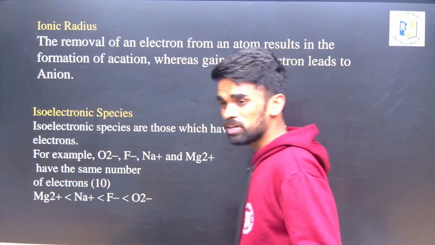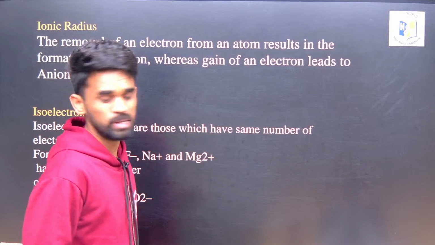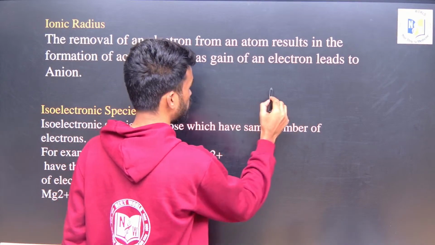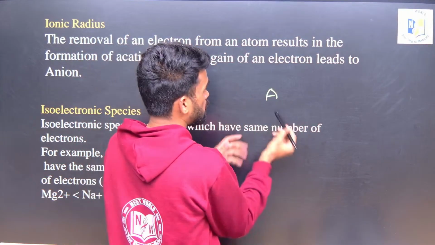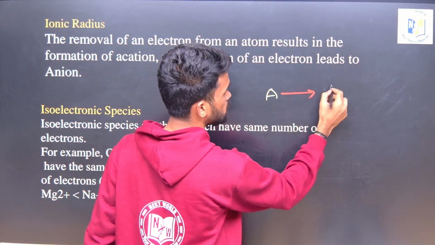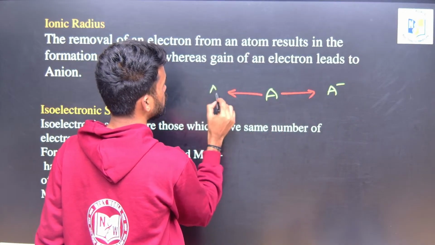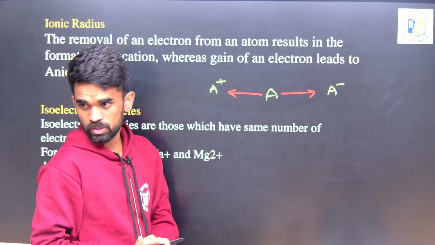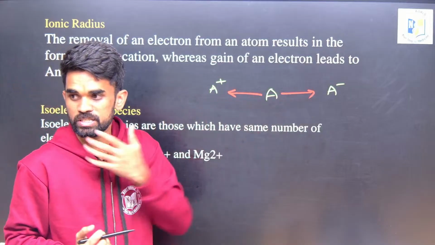Next, we have discussed atomic radius. Now it is for ionic radius. Ionic means if I have an atom A, I can say its radius is the atomic radius. Now what are the respective ions we can get from here? If I add one electron to this, it becomes A minus. If I remove one electron, it becomes A plus. So cation and anion of this atom A. Now if I ask the size order for these three species, what is the order? You tell me.